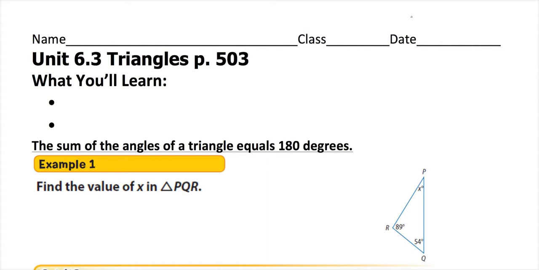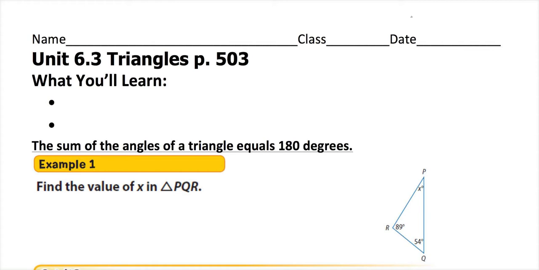So we're going to start with Unit 6.3 today. This is triangles, and this is found on page 503 in your textbook. All right, let's go ahead and make sure our names are at the top, class hour, and today's date. And let's see what we're going to learn for today.